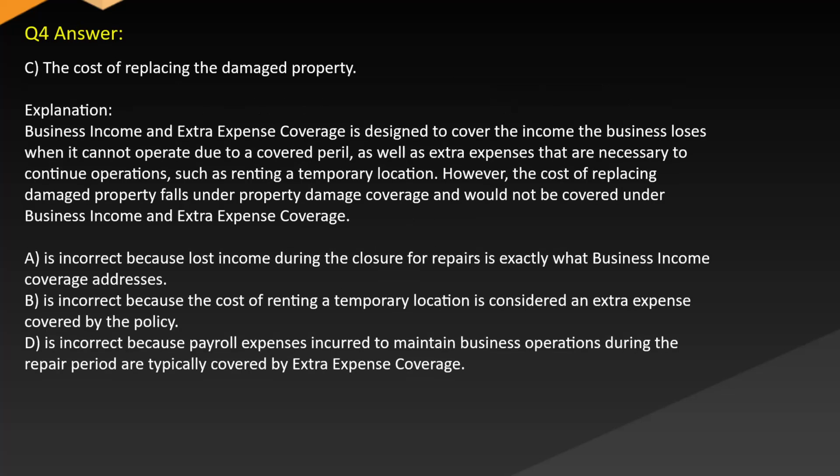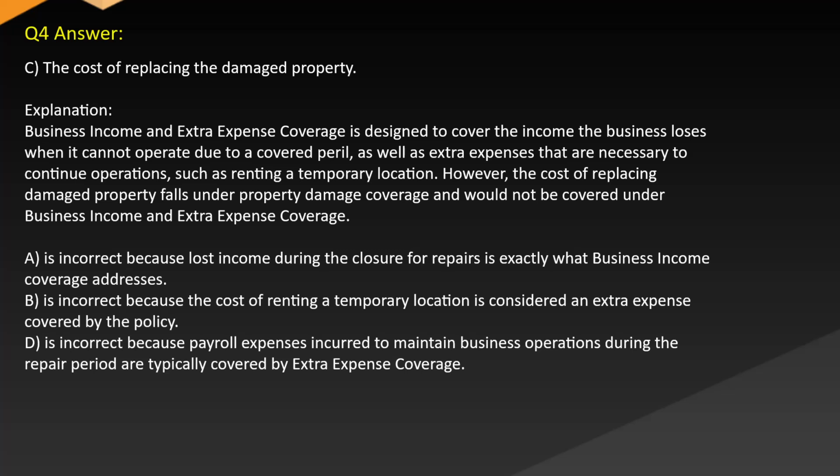Answer: C. The cost of replacing the damaged property. Explanation: Business income and extra expense coverage is designed to cover the income the business loses when it cannot operate due to a covered peril, as well as extra expenses that are necessary to continue operations, such as renting a temporary location. However, the cost of replacing damaged property falls under property damage coverage and would not be covered under business income and extra expense coverage.